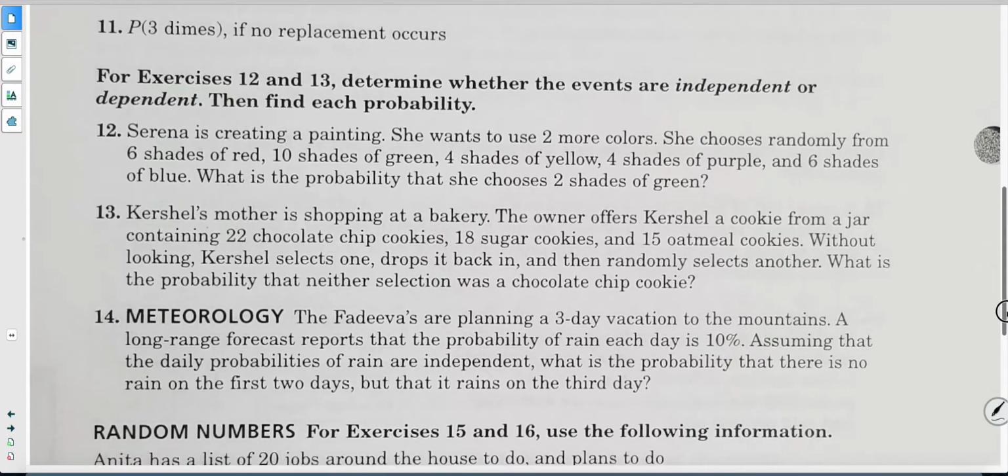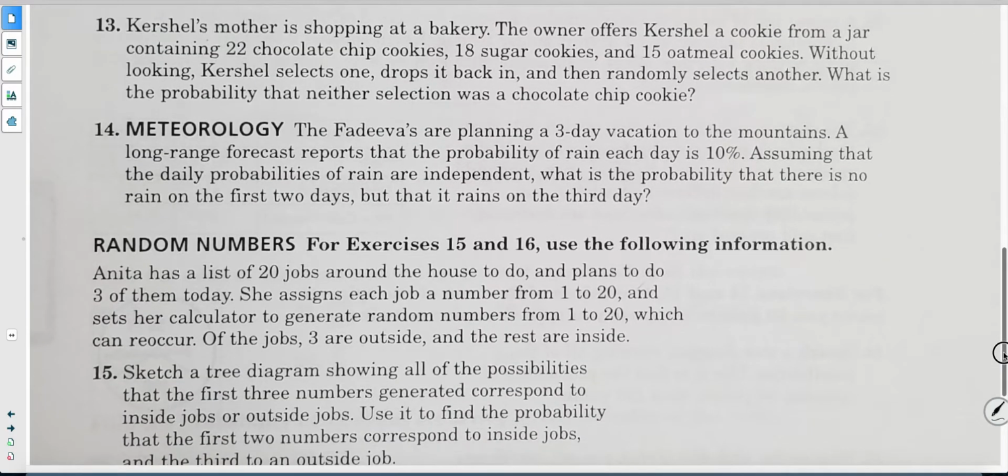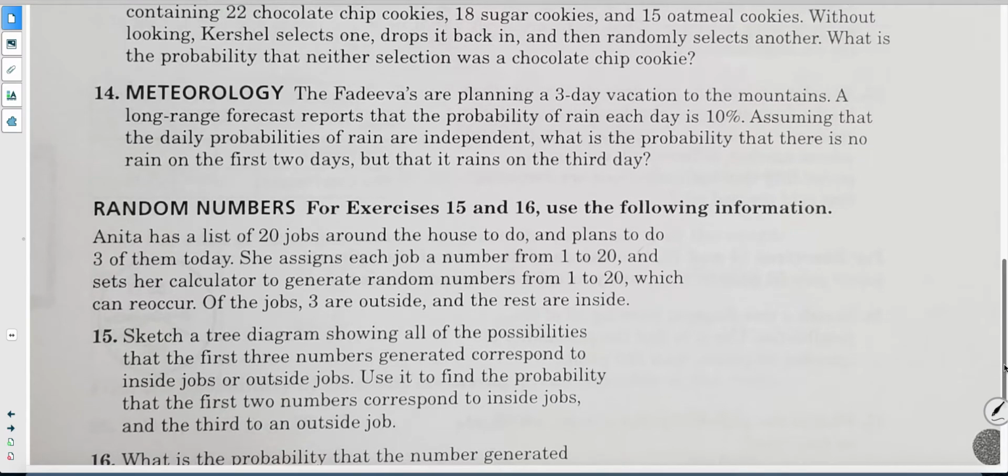All right? So down here, number 12 and 14. So for 12 and 13, it just says determine if it's independent or dependent. So remember, for independent events, you're going to maintain the same number each time. You're not going to take out something for a successive event. And dependent would be like if you take one out and don't put it back. So go ahead and see if you can figure those out. And then 14, we can finish with that one.